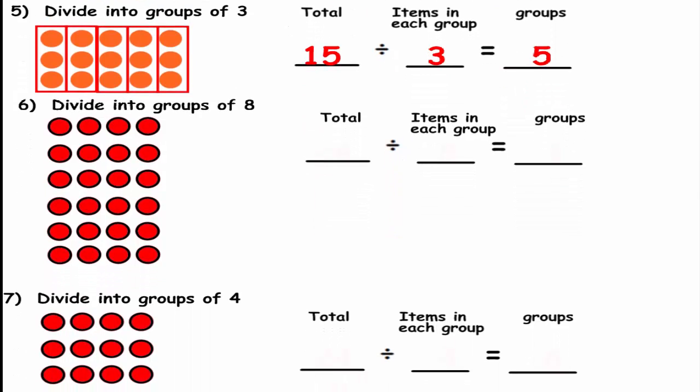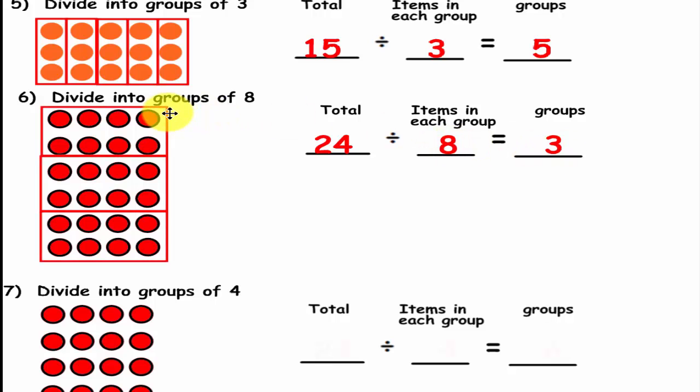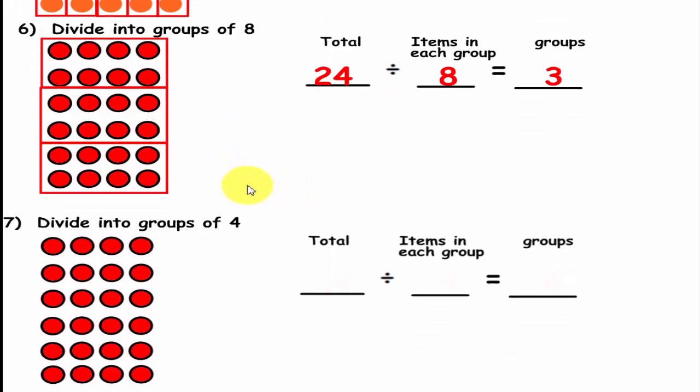Let's slide down and look at the next one. Here we're going to divide this into groups of 8, or 8 in each group. So if you count them up, you'll see that we have 24. So if there's 8 in each group, how many groups are there? 3. Let's look and see what this picture looks like. Okay, here's 8, 8, and 8. So we have 1, 2, 3. So 24 divided by 8 is 3, or 3 times 8 is 24, right? Or 24 divided by 3 is 8. You can look at this many different ways.